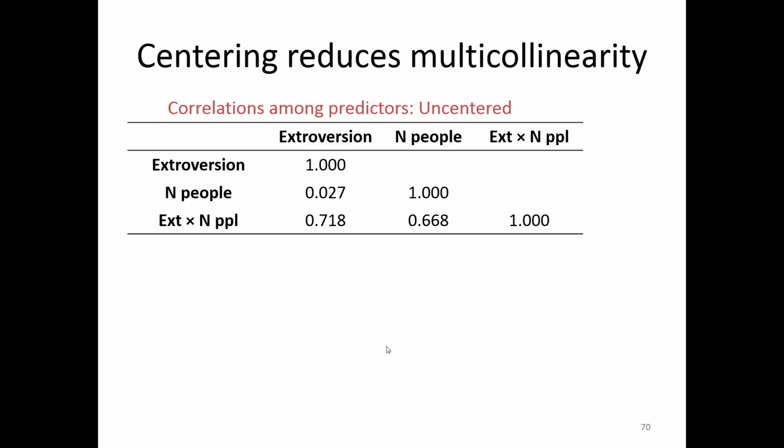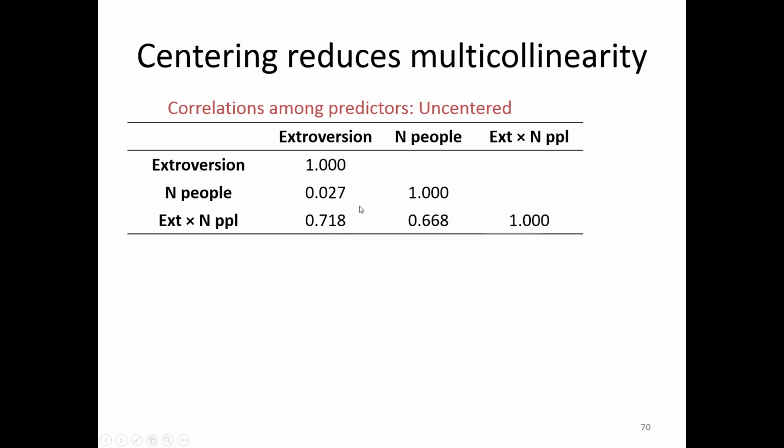So just to look at this, if we look at our correlations among our predictors, that's pretty good. Extroversion and number of people talked to are not correlated. Actually, this is a made-up data set, but if we made it up again, we might expect a little bit of a correlation. We might expect extroversion and number of people talked to to be at least slightly correlated. But anyhow, if we look at each of those coefficients and their correlation with the interaction term, they're pretty strong.